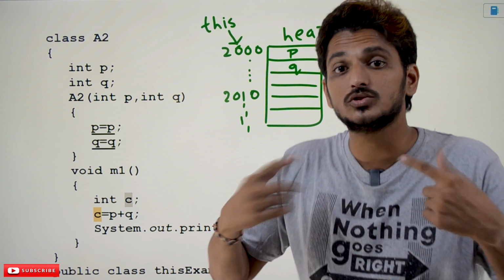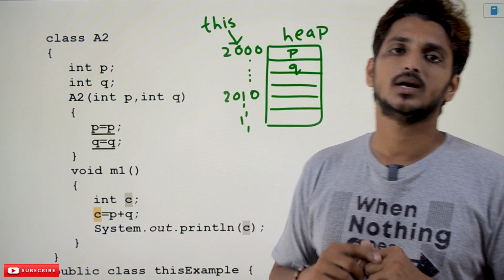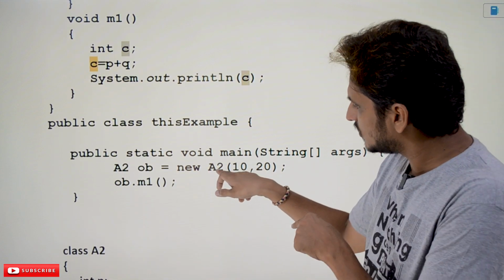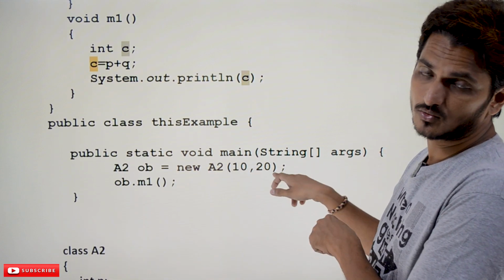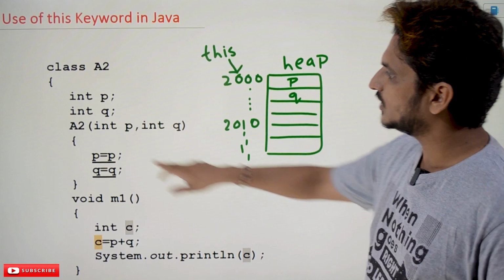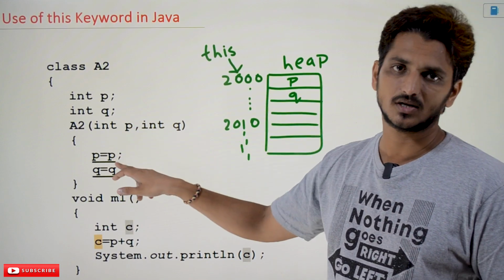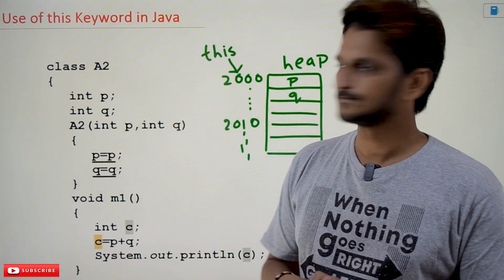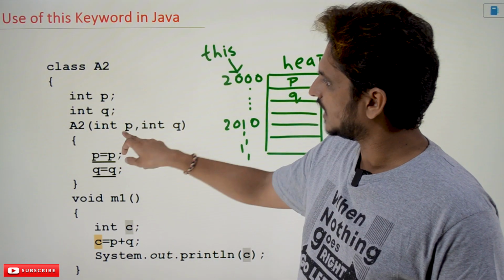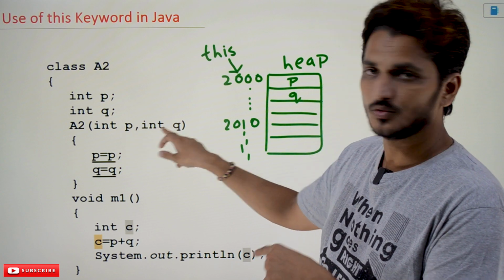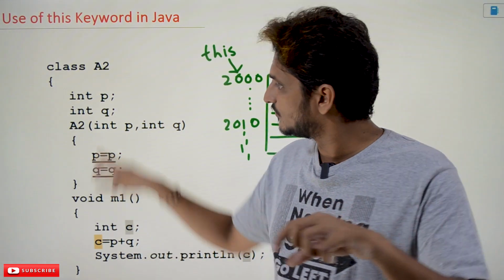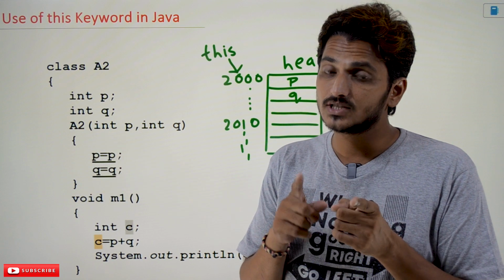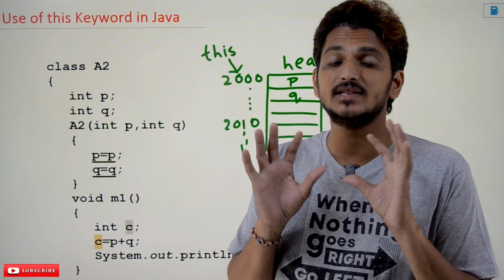So what's the use of this keyword? That we are going to understand with an example. Let's take the same example. Whenever you call A2 of 10, 20, which constructor is it going to call? It is going to call this constructor. See here, A2 of int P, int Q. These are the instance variables, and this P and Q are the local variables for A2. So both instance variables and local variables have the same name.